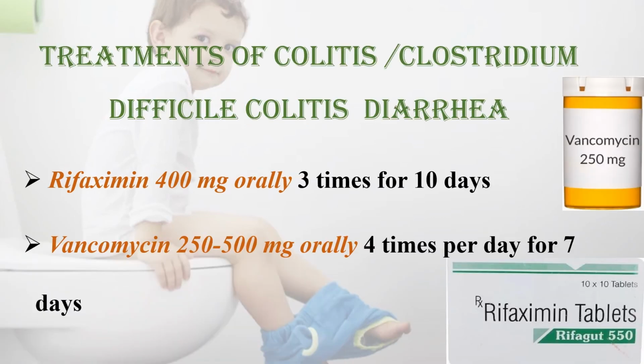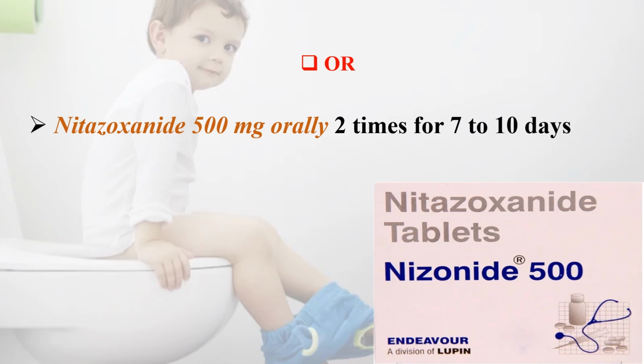Next one, treatment of colitis, Clostridium difficile colitis diarrhea, or membranous colitis. Rifaximin 400 mg orally 3 times for 10 days. Another choice is vancomycin 250 to 500 mg orally 4 times per day for 7 days. Another choice is nitazoxanide 500 mg orally 2 times for 7 to 10 days.